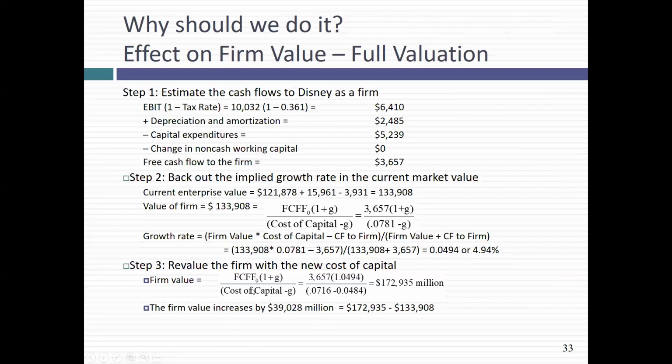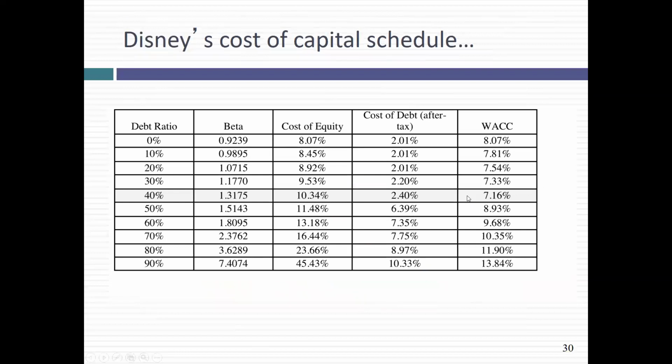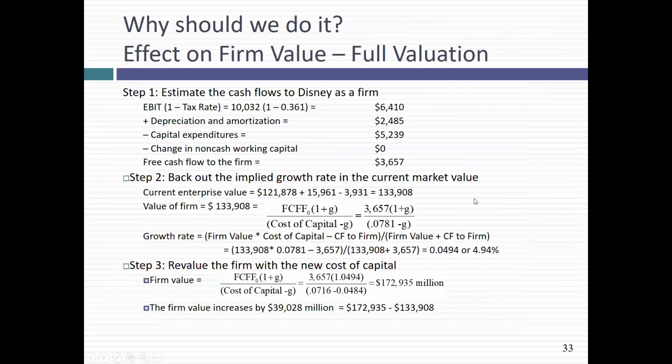So we're going to take the free cash flow that we had before, multiply by 1 plus g to get the free cash flows in 1 year, and then divide by the cost of capital minus g. Now the cost of capital here, 7.16, is the cost of capital that was lowest, which was when the debt ratio was 40%. Plugging this number in, we're going to get a new firm value of 172,935 million. The difference between these is 39,000 million or $39 billion, right? And that's just comparing the new value to the old value.